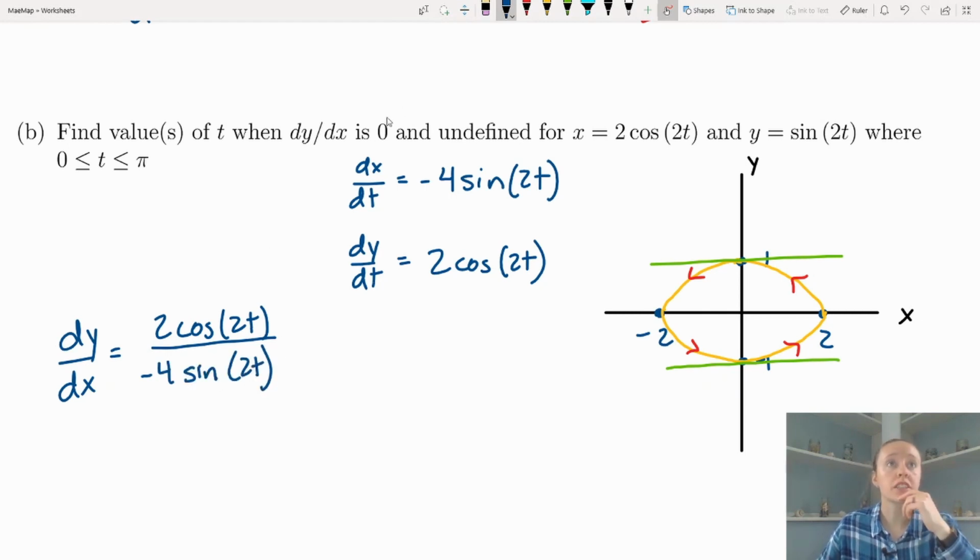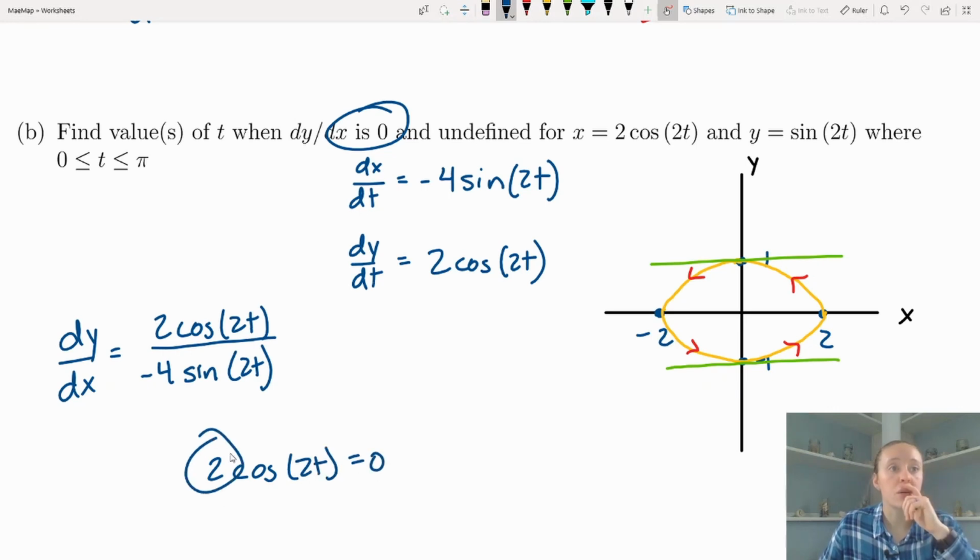So remember, our first step is we're finding when that derivative is equal to 0. Well, that's going to be equal to 0 when our numerator equals 0. So when does the 2 cosine of 2t equal 0? Well, 2 is never going to be equal to 0, so that's when the cosine of 2t equals 0, which is going to occur at t equals, well, the first one's going to be pi over 4, because 2 times pi over 4 is going to be pi over 2. And the cosine of pi over 2 is 0.